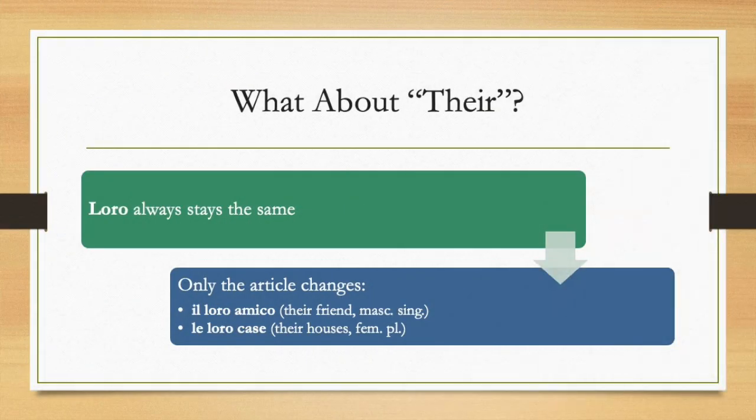Now, loro. Loro is actually one of the easiest possessives because it never changes. You just change the article in front. So, il loro amico, le loro case, il loro cane, la loro mamma, i loro amici, and so on.